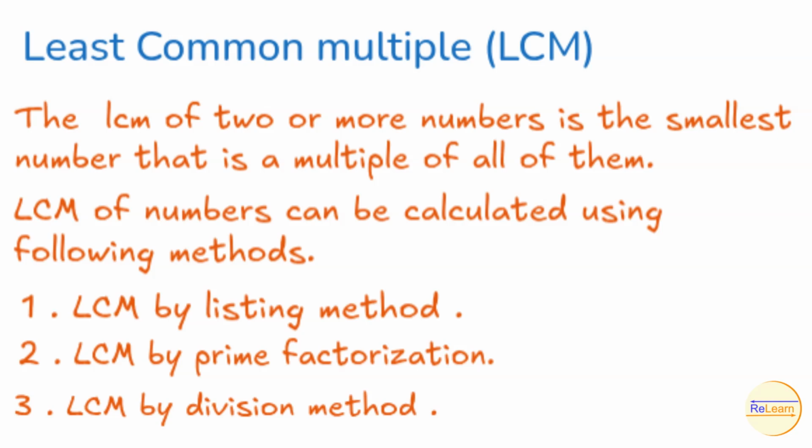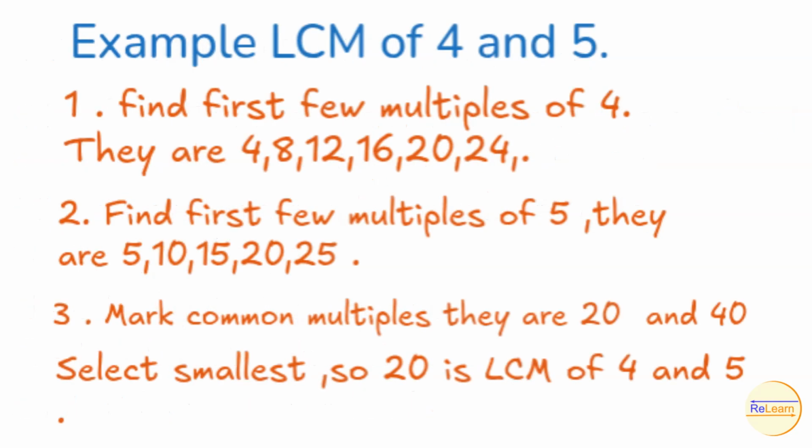Least common multiple, LCM. The LCM of two or more numbers is the smallest number that is a multiple of all of them. LCM of numbers can be calculated using the following methods. 1. LCM by listing method. 2. LCM by prime factorization. 3. LCM by division method.